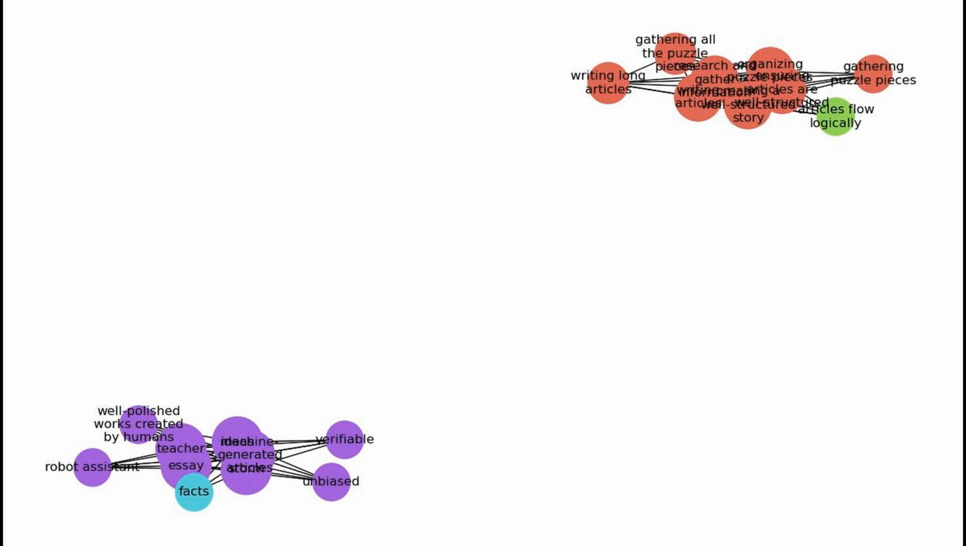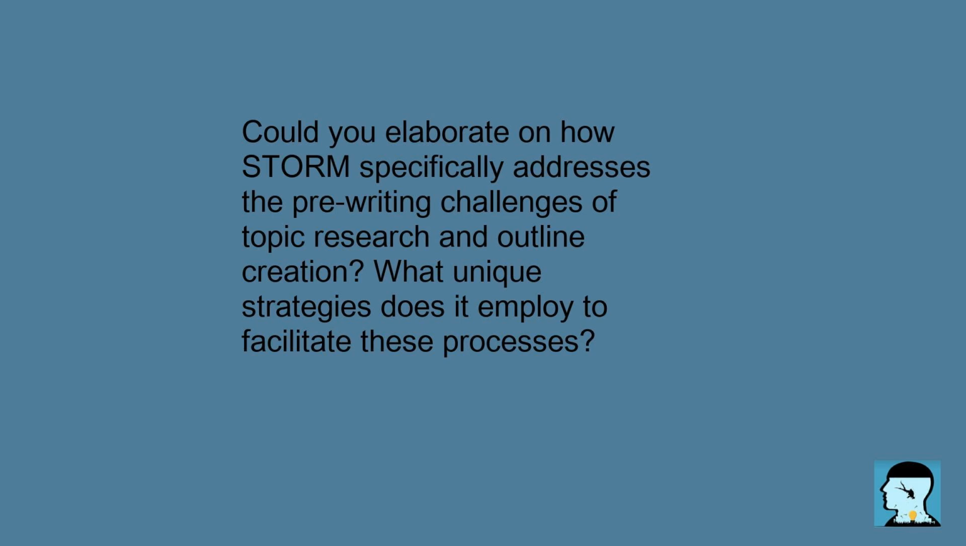to write high-quality studies. However, even with tools like Storm, there's still a gap between the machine-generated studies and the well-polished works created by humans, especially when it comes to being unbiased and verifiable. It's like how a teacher can help a student improve their essay, making sure the ideas are clear and backed up with facts.